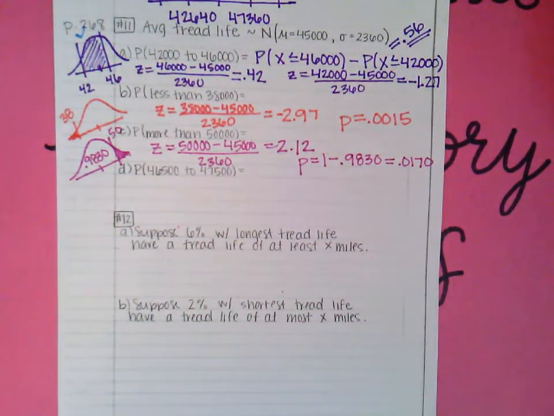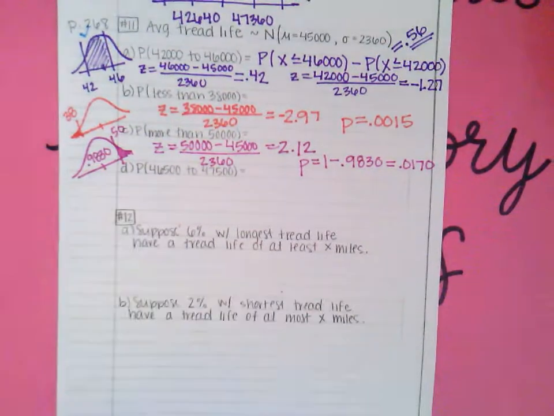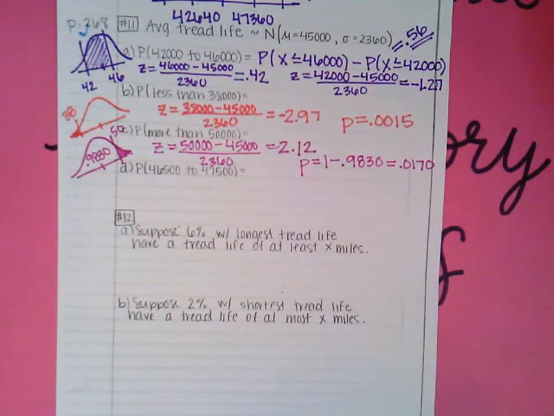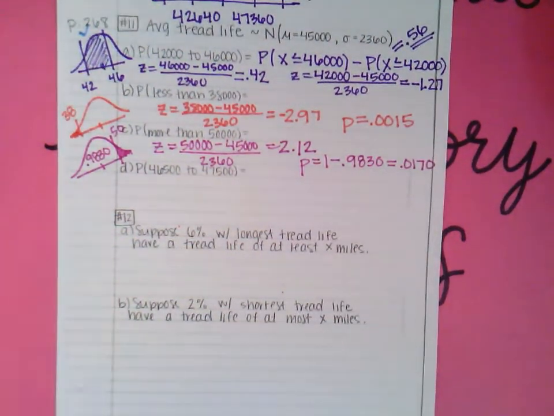Okay, one of the things I like to think about when I make these little mini graphs is, should my probability be pretty big? Should my probability be pretty small? Is my probability going to be bigger than 50, less than 50? Is it more than half the graph? All of those things. That way, when I get my final answer, I have some justification that I'm doing it correctly.